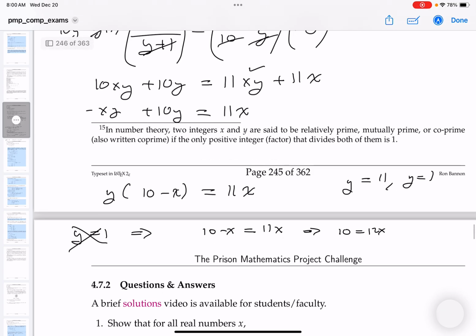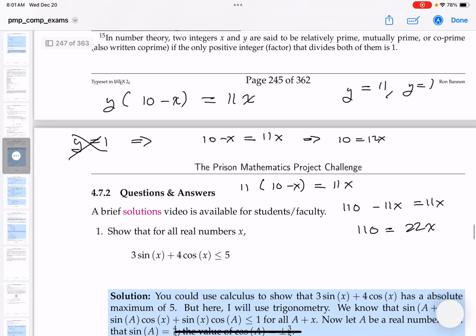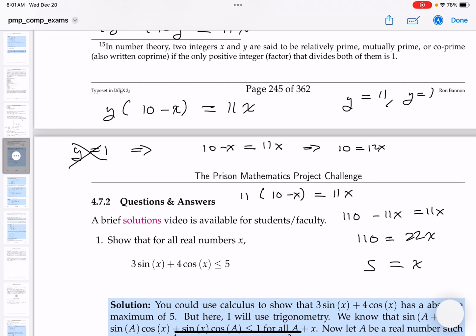Well, let's see what happens when y is 11. So you get 11 times 10 minus x, a little more complicated, equals 11x. And what do you get there? Let's see, you get 110 minus 11x equals 11x, so 110 equals 22x. Oh yeah, look at this. x is what number? x is 5, because 5 times 22 is 110. So I think I found it. And what did I find here? y is 11, and x is 5.